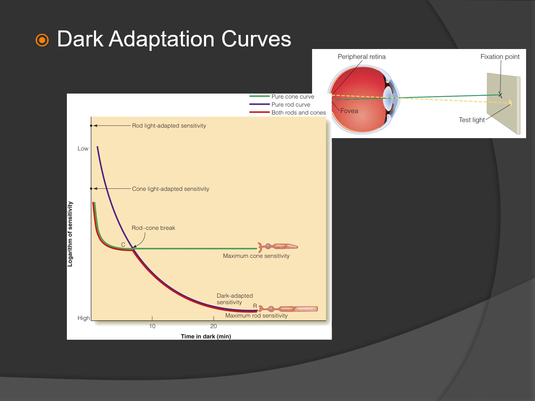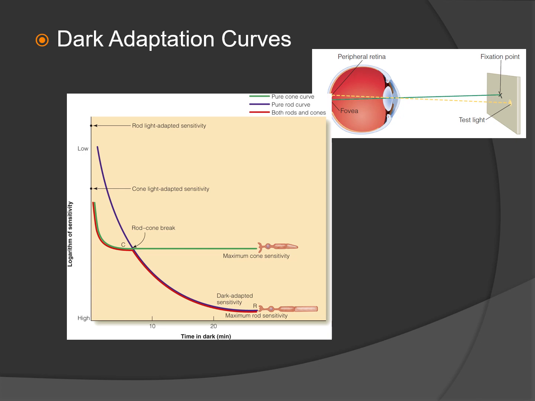And then we look across time, and you'll notice that I get better and better and better across time, where that threshold's going down and down and down until about 6 minutes out. What happens at about 6 minutes out? All of my cones have regenerated, right? They take about 6 minutes to regenerate, and I'm in the dark, so my cones are regenerating.